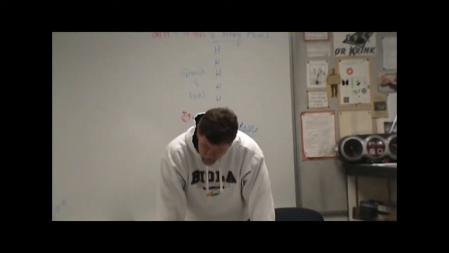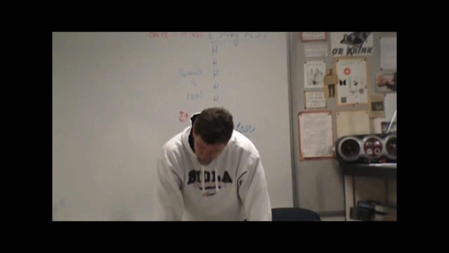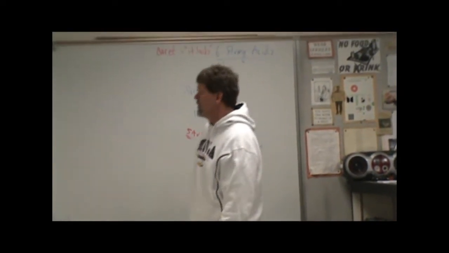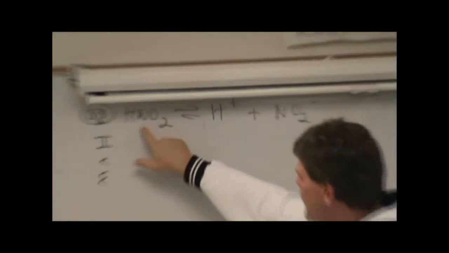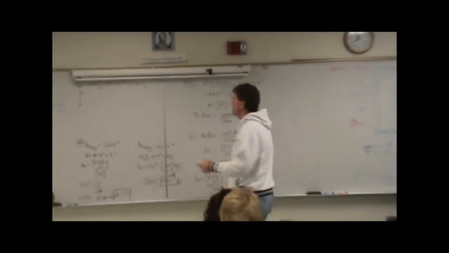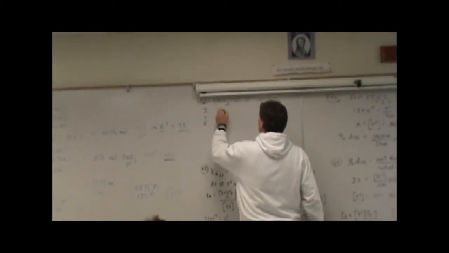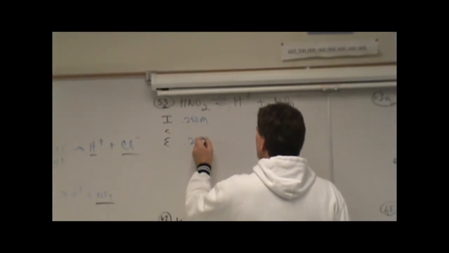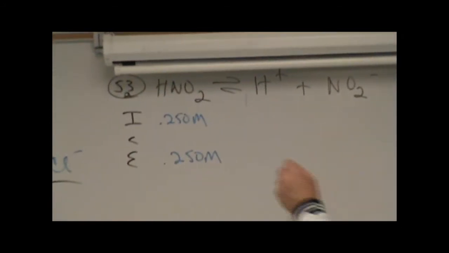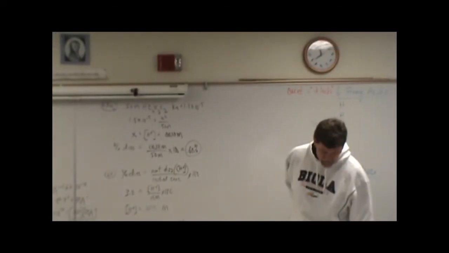HNO2, they want to know the major species present, and then calculate the pH. Here's the major species present: H plus, NO2 minus, HNO2. 3 species, okay? In this case, 0.250 molar is, like I mentioned yesterday, really the equilibrium concentration, because these are small acids and bases, so they don't dissociate very much.